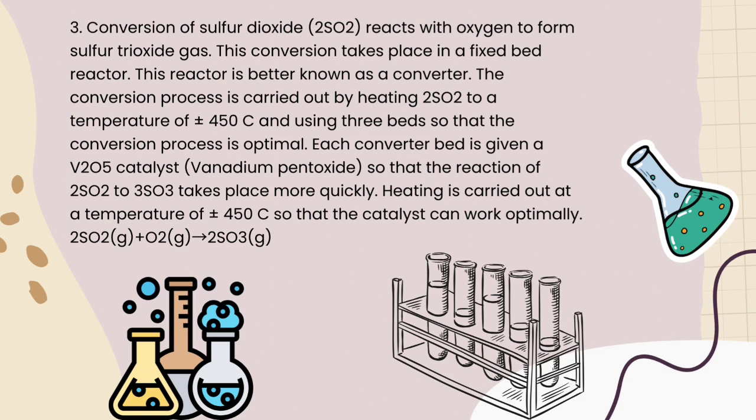Each converter bed is given a catalyst, vanadium pentoxide, so that the reaction of sulfur dioxide to sulfur trioxide takes place more quickly. Heating is carried out at a temperature of more or less 450 Celsius so that the catalyst can work optimally.